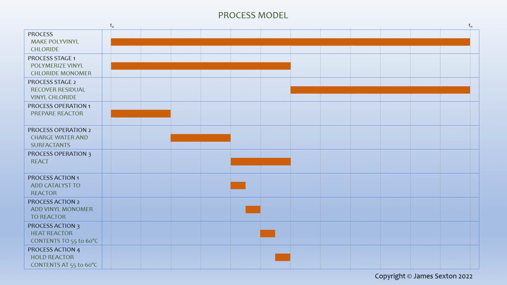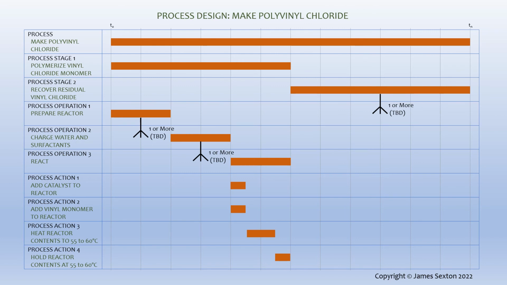Process stages, operations, and actions may be sequenced in parallel and may be of different durations. We can demonstrate by adjusting the process actions. We have a few activities still to be broken down in the same way, but then we will have a complete process design.